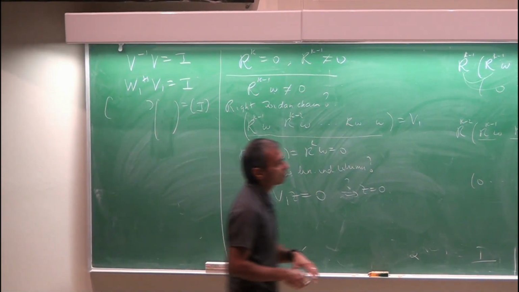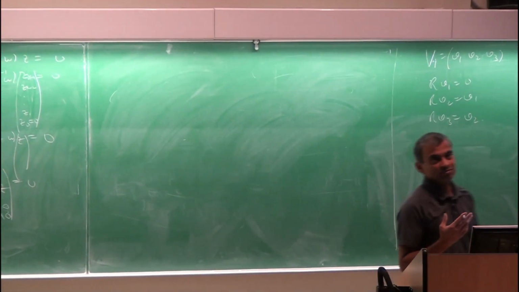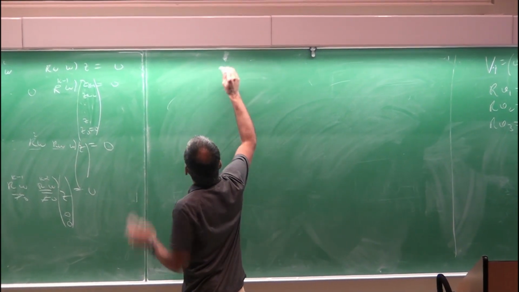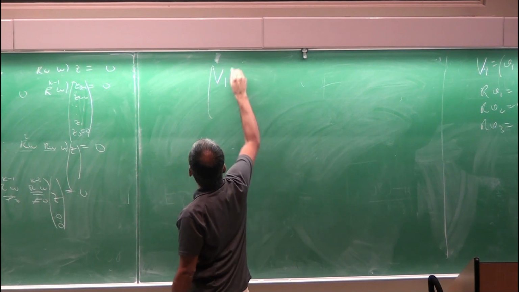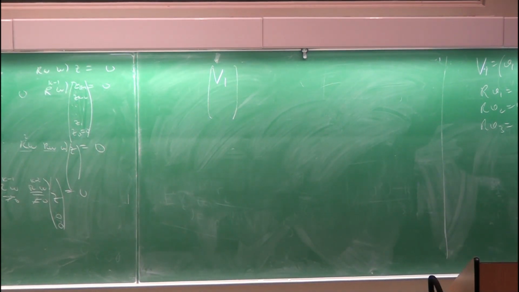All right, so now we have the columns of V1 linearly independent. So we have to construct the corresponding left Jordan chain now. To construct the left Jordan chain, I'm going to start with this matrix V1. This is a skinny matrix with k columns in it, and it has full column rank because the columns are linearly independent.